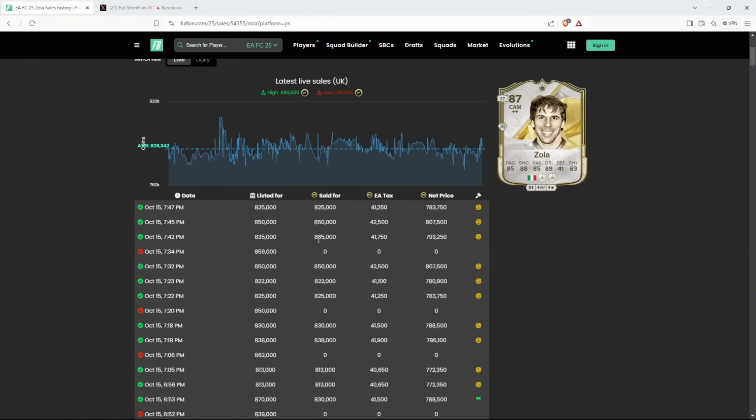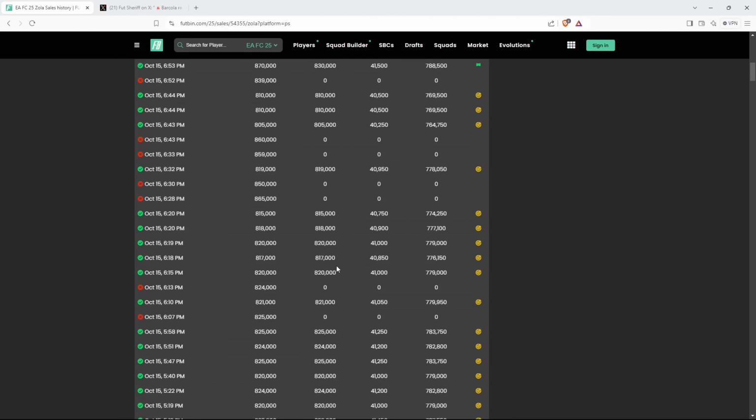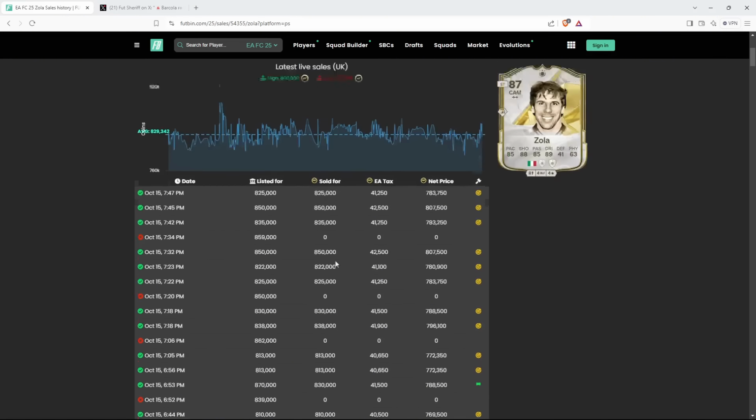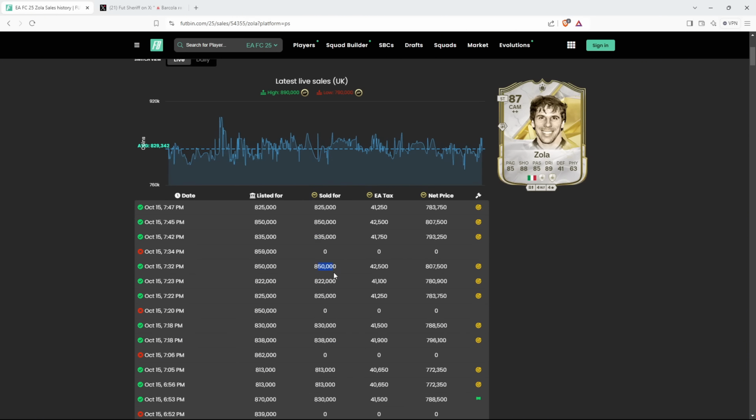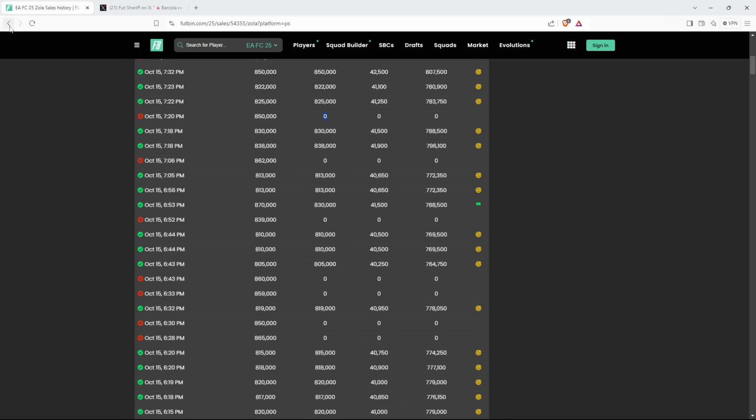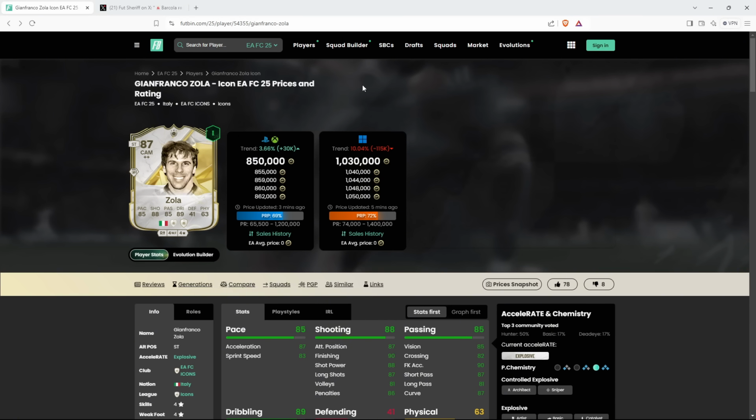So around 850 is the price Zola does sell really, really consistent. You can see in the background we have 825, 850 right there, 835 again, 850, 820, 825, 830, 840, and 840 again. So tomorrow, our content, after the icon is officially released, look at the super, super expensive meta cards.